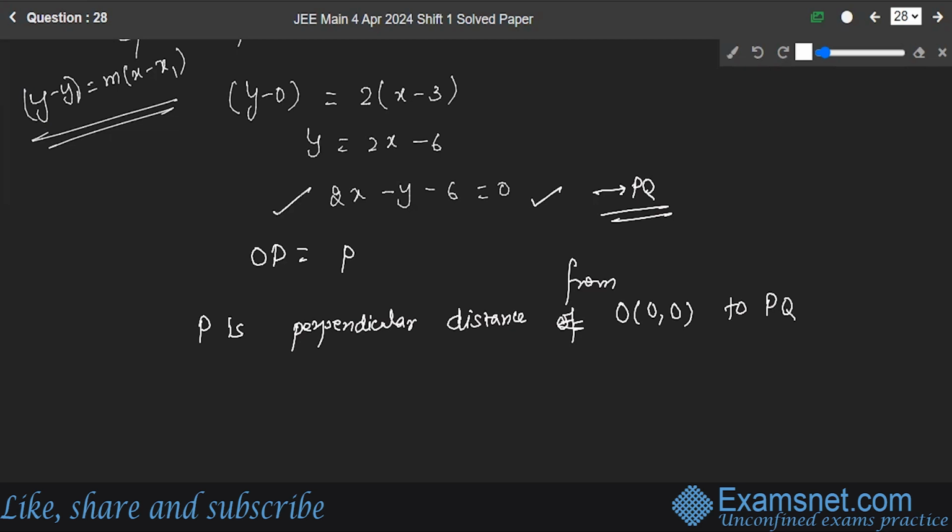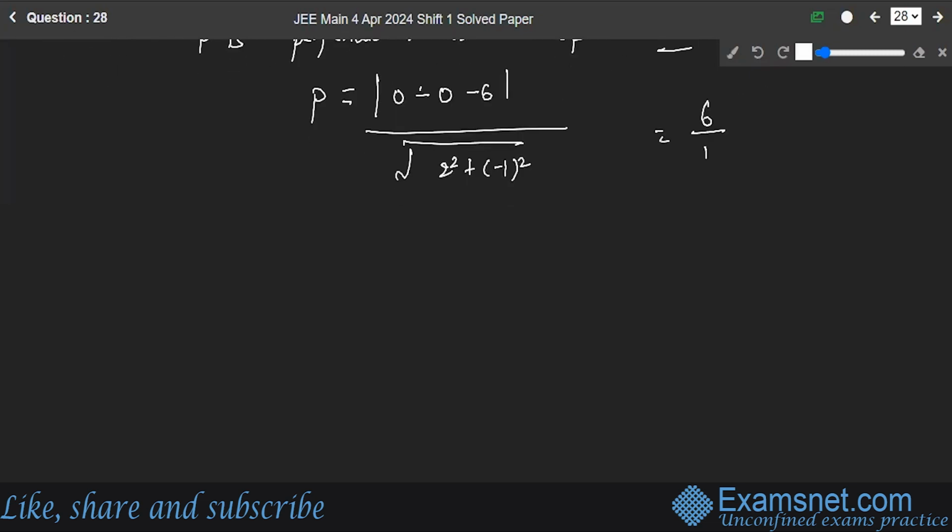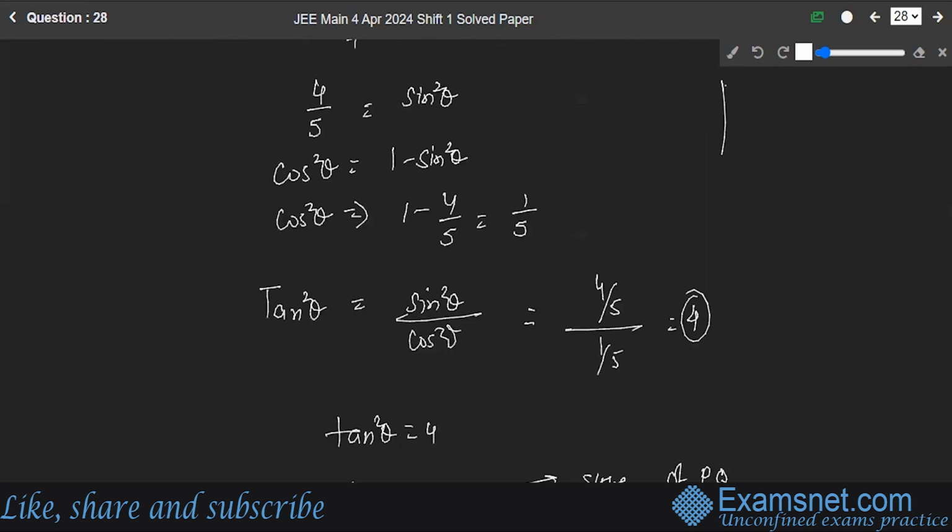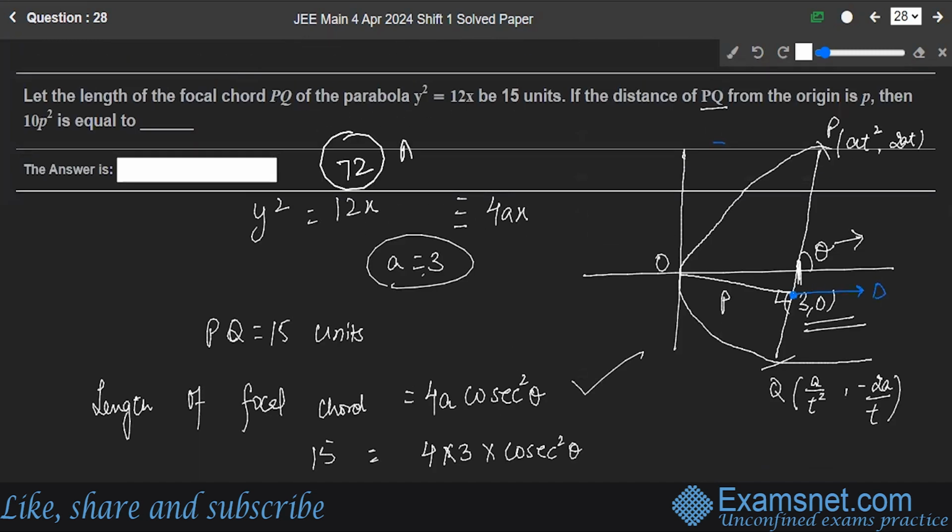So this is the line equation for PQ. That means P will be equal to the modulus of 0 minus 0 and minus 6 over here, divided by root of 2 square plus minus 1 square. This will be equal to 6 upon root 5, right? This is P. So what is 10P square equal to? 10P square is equal to this, and this will be 5, and this will cut at 2. So you have 72 as the answer. This is the answer to the question. Hope you're clear with this. Let's move to the next question.